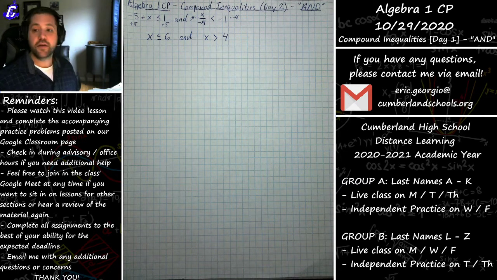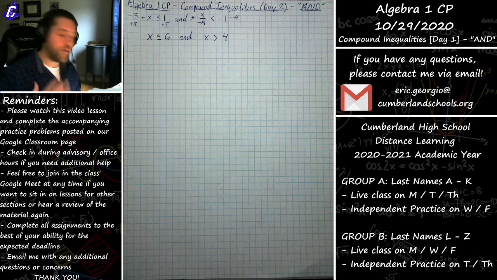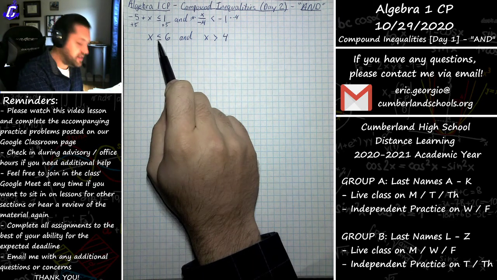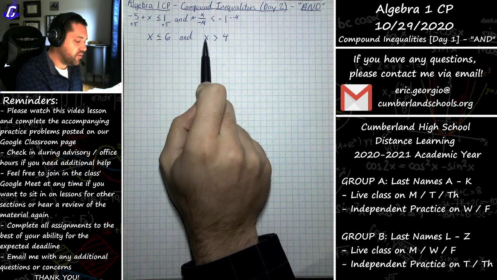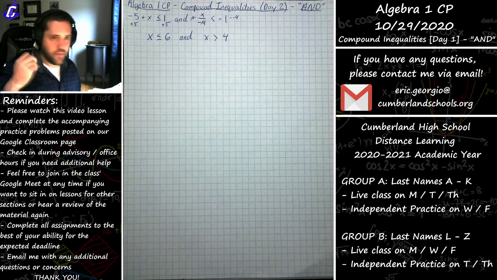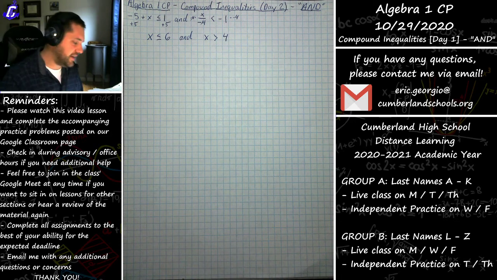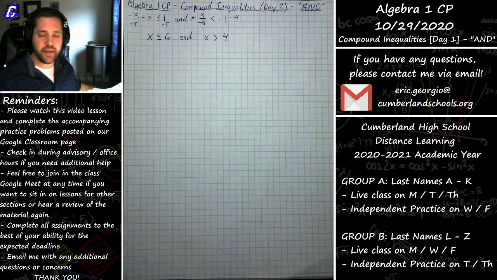Okay? So, think about what this statement is saying. The values for x that make this problem work have to be less than or equal to 6 and have to be greater than 4. All right, so think about what that means. That means they have to essentially be between 4 and 6, not including 4, but including 6.